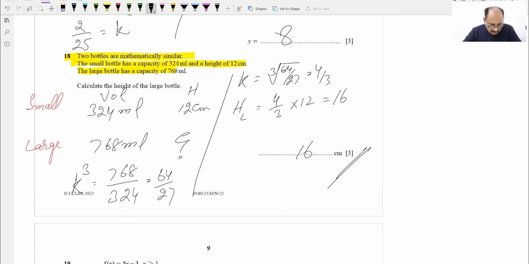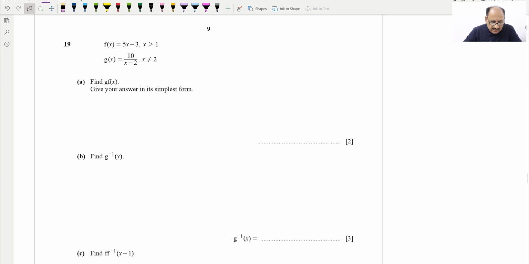Hopefully you understood this. Now question number 19, not inequalities, basically functions. For f of x equal to this, and g of x given, find g of f of x. Give your answer in simplest form.